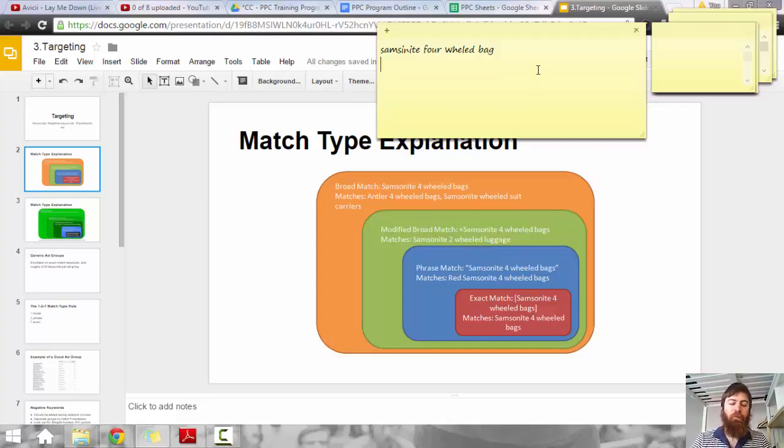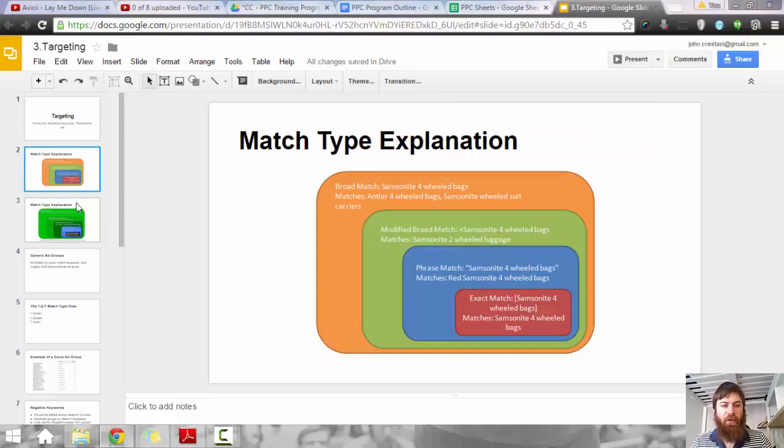As you'll see, somebody who searched Samsung 4-wheeled bags wouldn't even match on exact match. If we were just using exact match, this would not work correctly because they spelled Samsonite wrong, even though everything else is correct. So you actually miss out on a lot of search volume. According to Google, 15% of searches every day have never been searched before. So there's a very big net out there to capture.